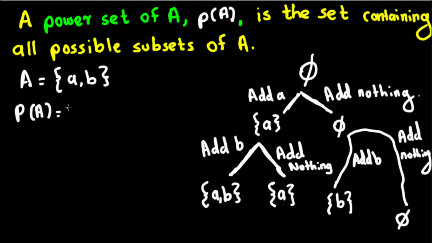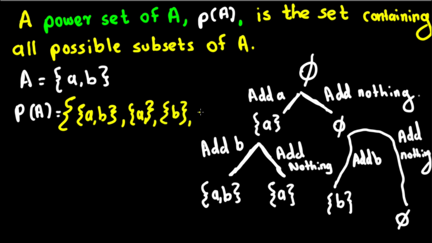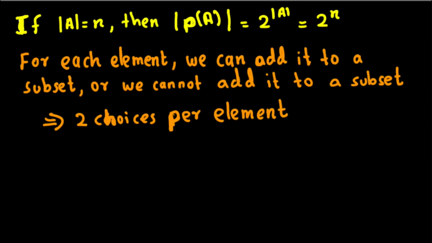Now let's try all the possibilities. So the power set of A is going to be all these elements. a, b is going to be one of the elements, and then a is going to be another element, and then b is going to be another element, and also the empty set is going to be one of the elements. These are the elements of the power set of A. So there are four possibilities.